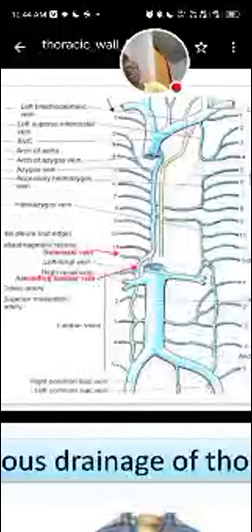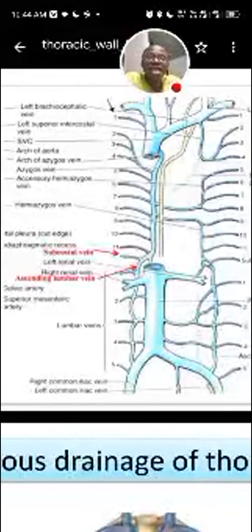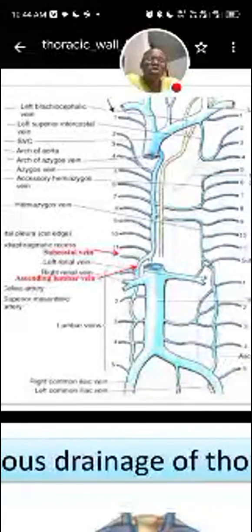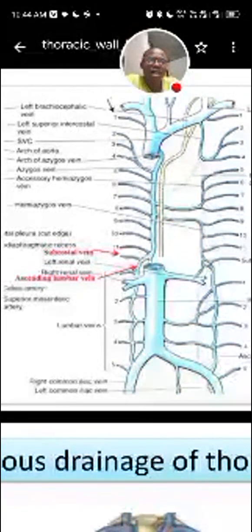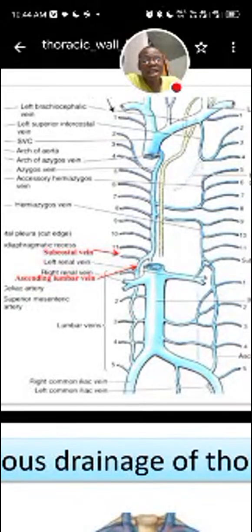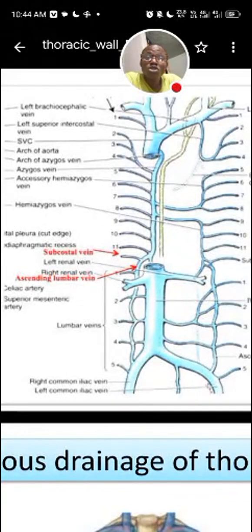Okay, so let's talk about blood supply, CIDS. CIDS, do you know CIDS? CIDS stands for: C for costocervical artery, I for internal thoracic artery, D for deep cervical artery, S for supreme intercostal artery. Supreme intercostal artery.